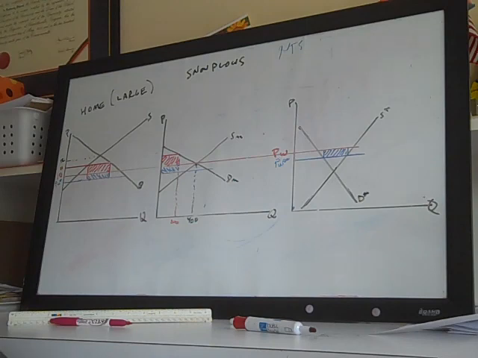So that's the large country model, and that's the end of this one. I'm going to do another one where we talk in a little bit more detail about a socially optimal tariff. That's next.